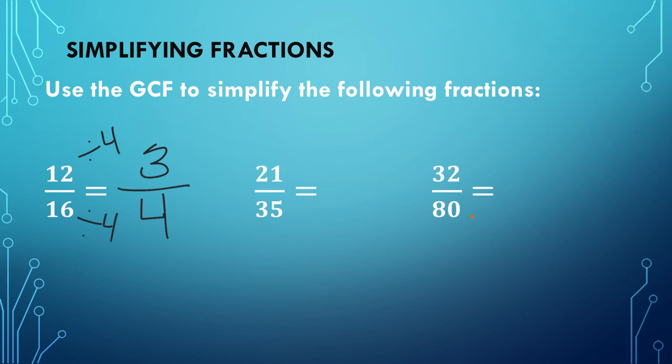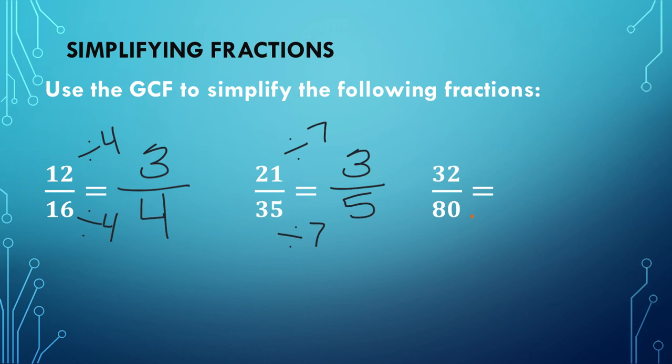All right, let's try 21/35. Let's think. Does 1 go? Yes. 2? No, they're not even numbers. What about 3? Nope, 3 doesn't work. 4, 5, no, 6, 7. 7 does work. You can always use a multiplication chart to look at this as well. We're going to divide top and bottom by 7, because that's the greatest common factor they share. 21 divided by 7 is 3, and 35 divided by 7 is 5. Now we have 3/5, and that can't be simplified any further.